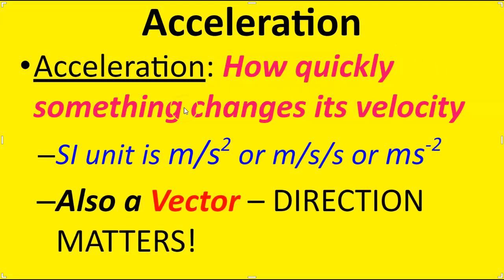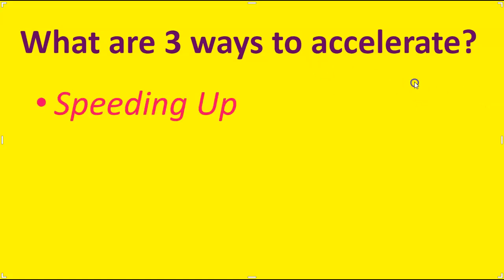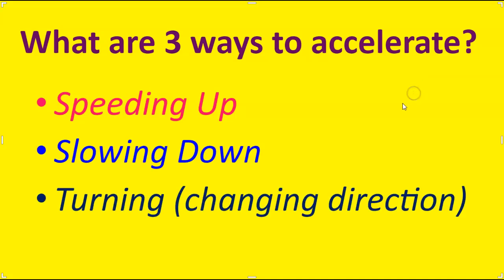These things all have to do with acceleration. Acceleration is how quickly something changes its velocity. These are the units of acceleration: meters per second squared, meters per second, or meters second negative squared. Acceleration has to do with direction, which is a vector, which requires it to be a vector because it's a change in velocity. What are 3 ways an object can accelerate? Again, by changing its velocity, speeding up, slowing down, and turning, changing direction.